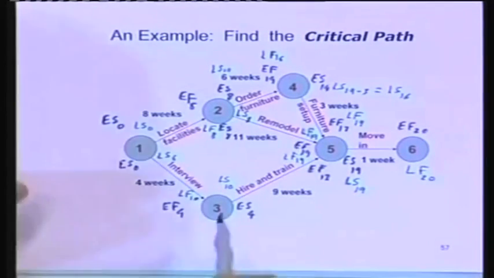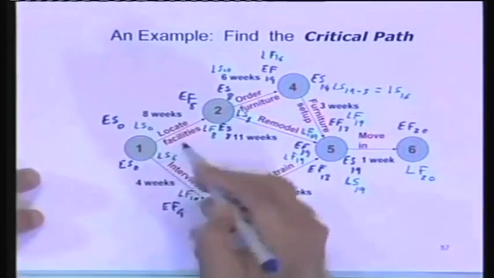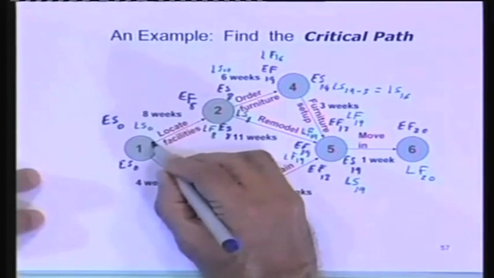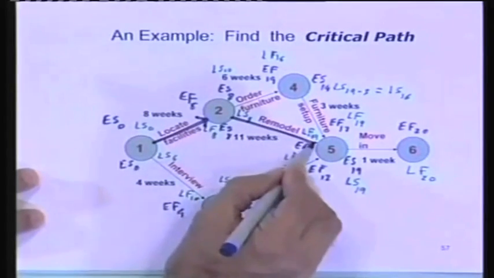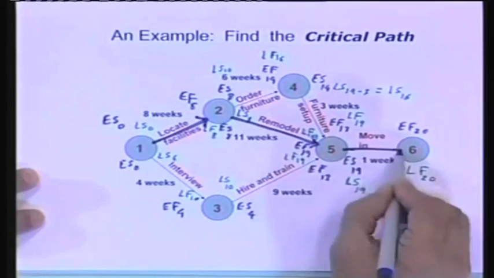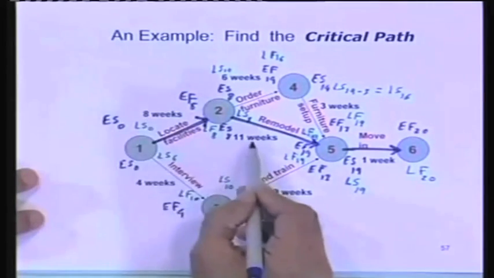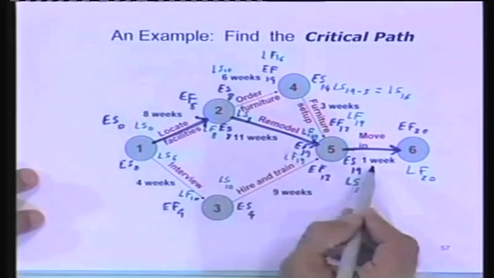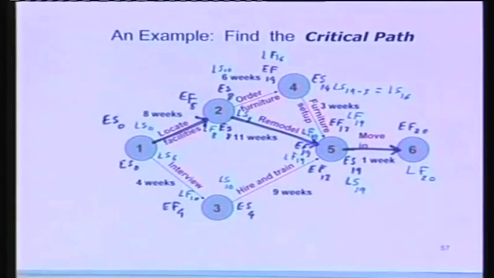In fact, I can now take my pen and draw the critical path. This path has no slack. This path has no slack. This path also has no slack. If you count up now, 8 plus 11 plus 19 plus 1, that is 20. This is the path that's going to determine the duration of the project.